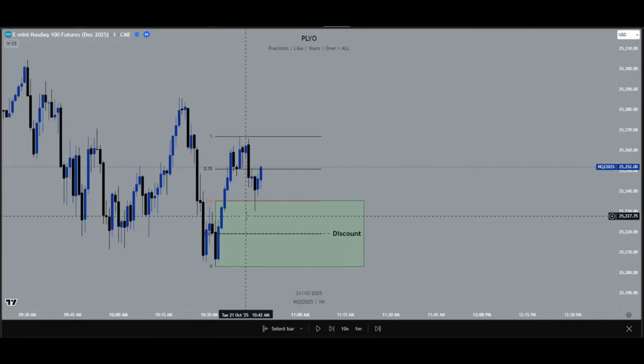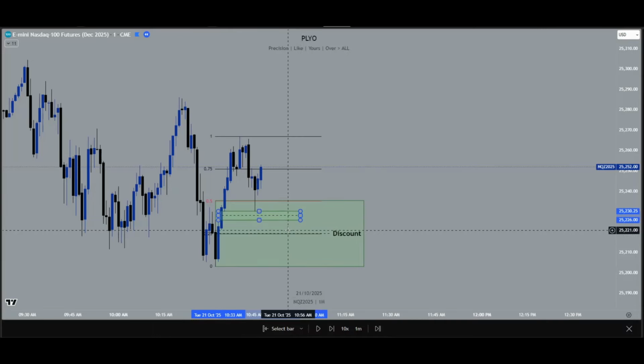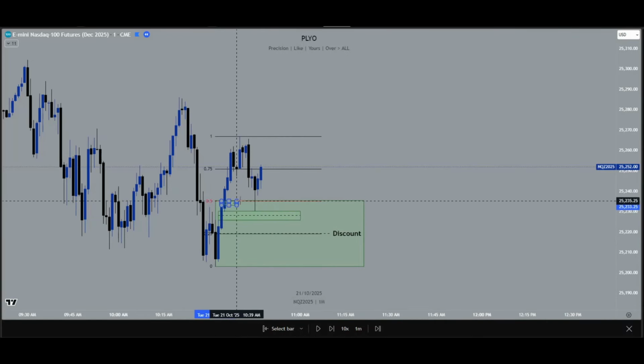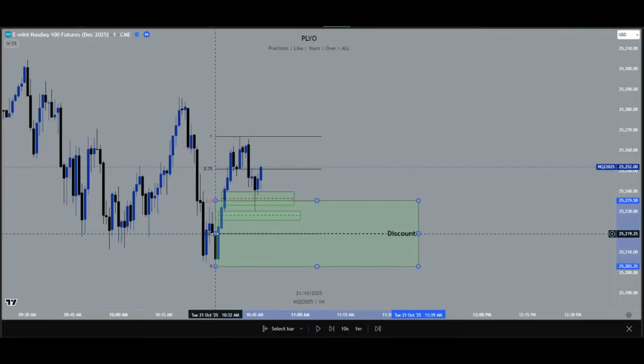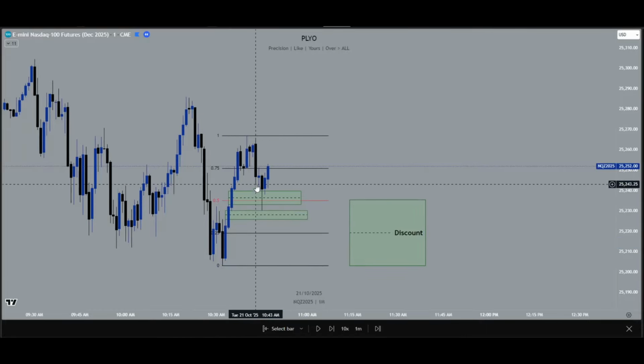Okay, what do we have in discount? We have a bullish FVG down here. We have another bullish FVG right here, right at 50. I'm going to move this discount a little bit over. And we have 2 FVGs here. You can take your pick, but as long as you know you want to get in beneath this red line, okay, that should be your goal. Get in discount. Get in at 50.